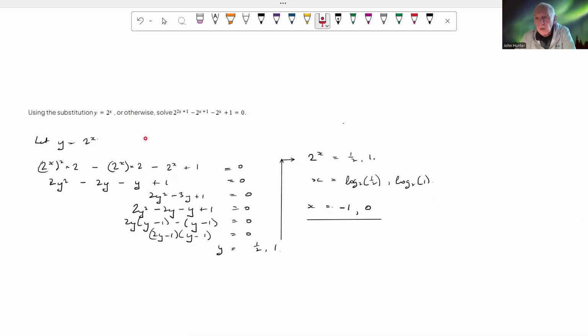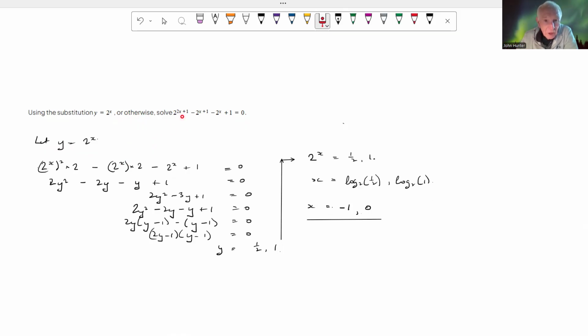Right, moving on. Using the substitution given, or otherwise, solve this. Well, whenever it says otherwise, there isn't really an otherwise. So let's just do the substitution. Now, it was very nice of them to give you this substitution here because it makes it obvious straight away that this is a quadratic in 2 to the power of x.